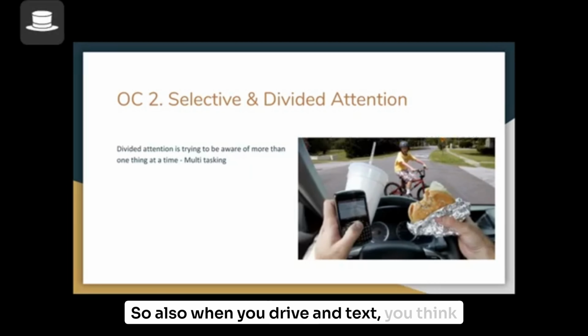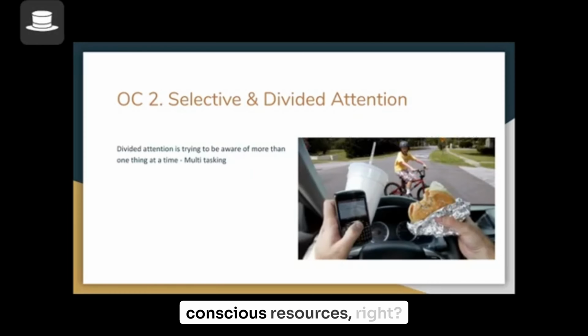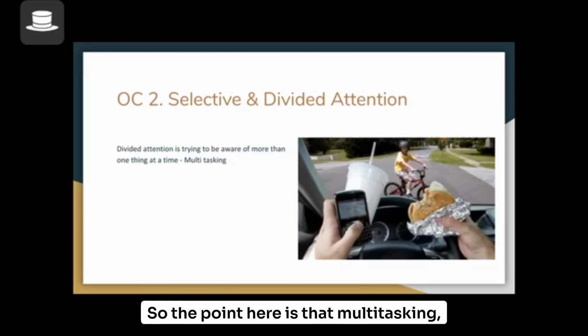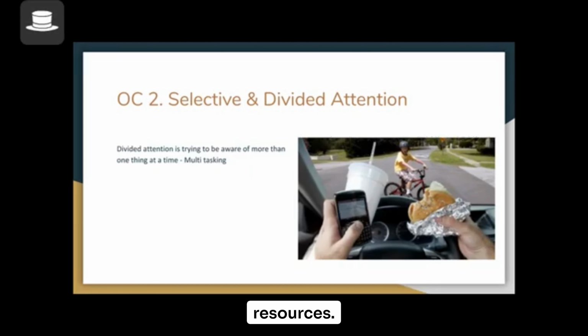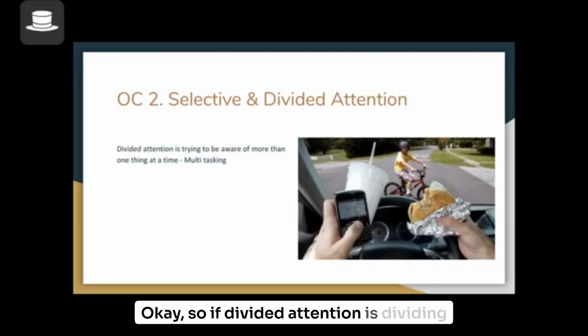So also when you drive and text, you think that you can text well and drive well. Well, keep in mind, if you're driving on a new road and you don't know the route as well, then it requires more conscious resources. So the point here is that multitasking, the idea that you can do multiple things, works because you've done something so much that it ends up requiring fewer attentional resources. Driving can never be one such thing, although it feels like it, because when you're driving, you need to be alert.